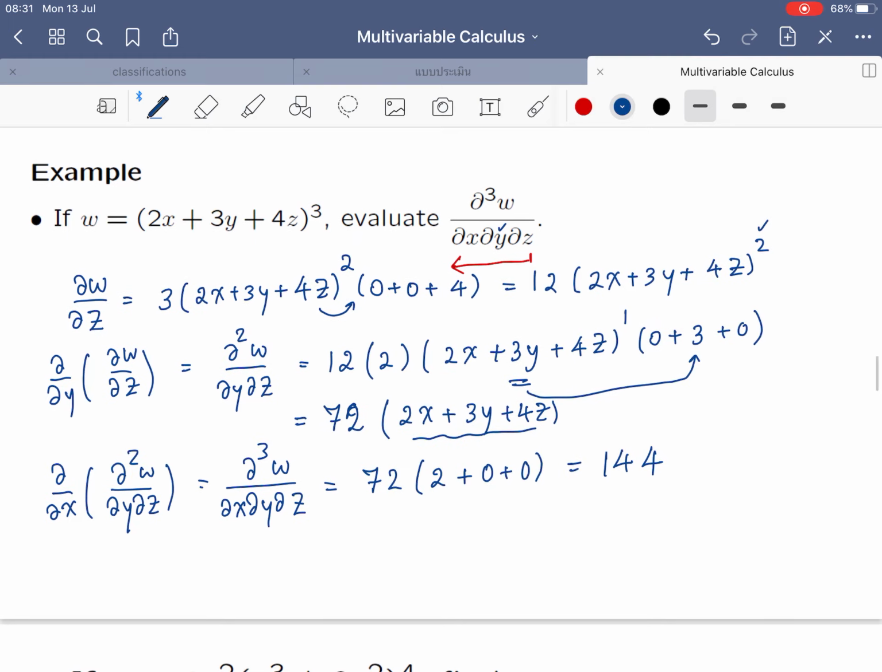Okay, we good. Of course, if you want, you may find d3w by dy dx dz, or d3w by dy squared dx, something like that. You can play with your friends to find all these partial derivatives.